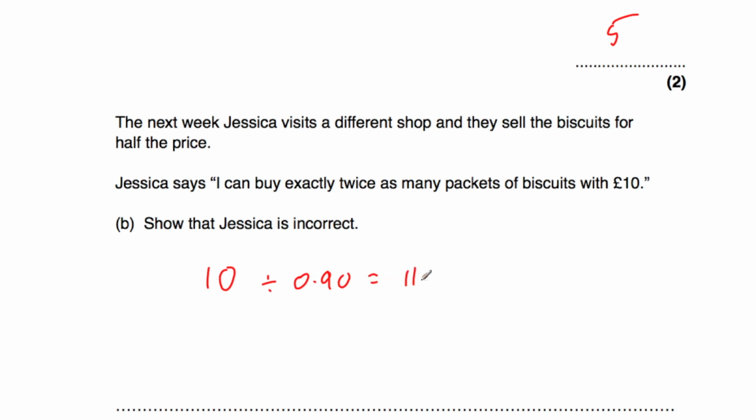That's equal to 11.1111 and so on packets of biscuits. So it means that Jessica can buy 11 and a bit packets of biscuits. Now she hasn't got enough money for the 12th packet of biscuits, so she can buy 11 packets.